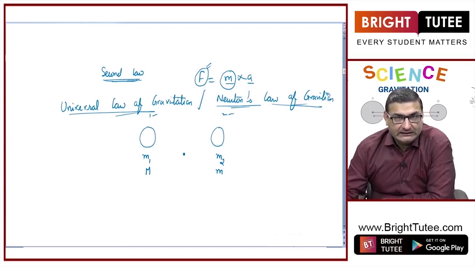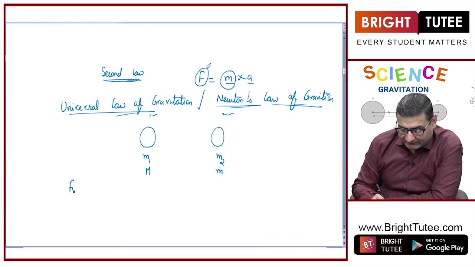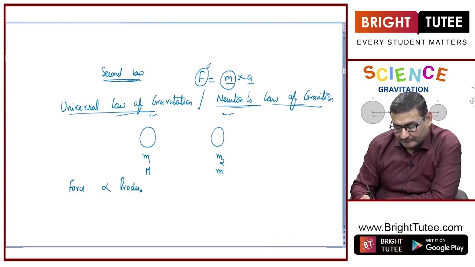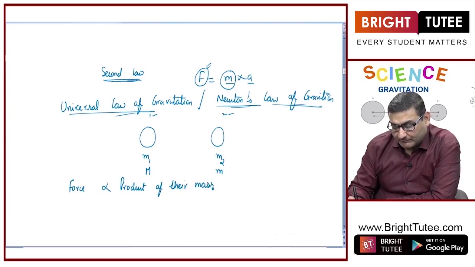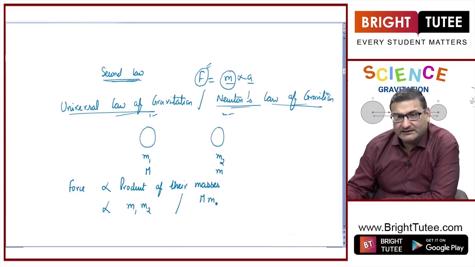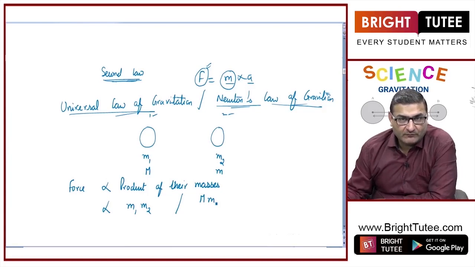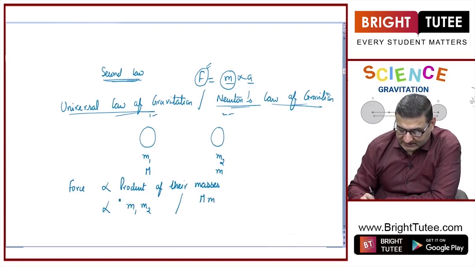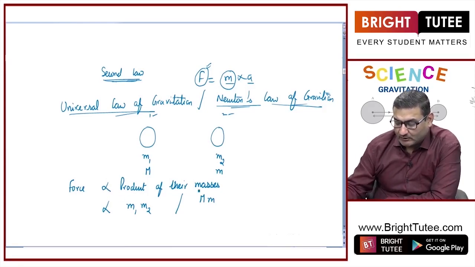Now, according to Newton, these two objects are actually attracting each other with a force, and the force with which they are attracting each other is directly proportional to the product of their masses. The product of the masses of the objects comes out to be m1 m2, or if you are taking capital M and small m, it comes out to be capital M into small m. So, the force of attraction between any two objects in the universe is directly proportional to the product of their masses.